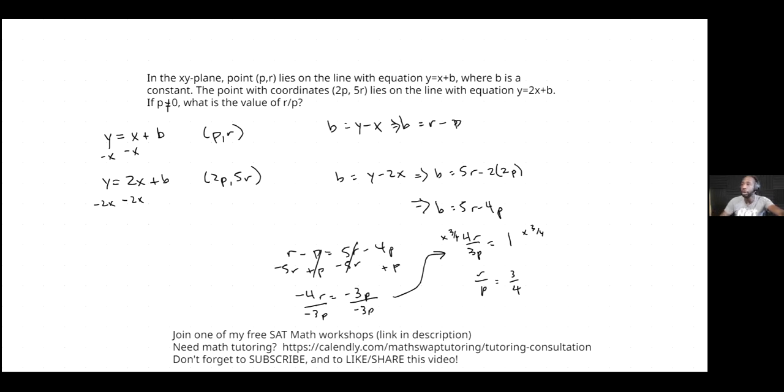Now let's confirm that 3/4 is the answer. And it is. So 3/4 is indeed the answer. Now I didn't look at the answer prior to solving this, so hopefully you didn't either.